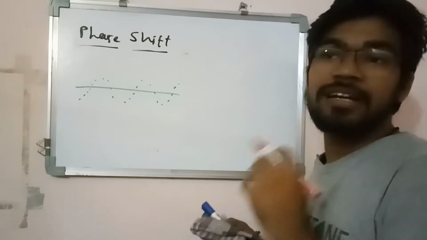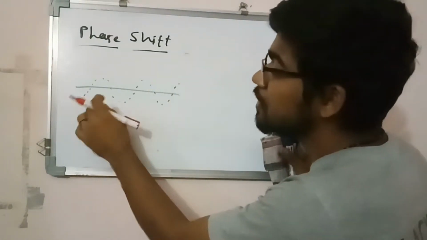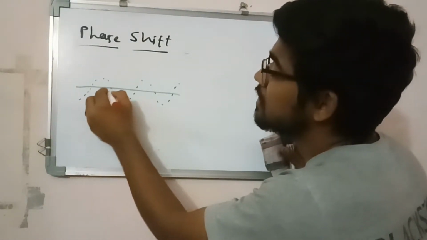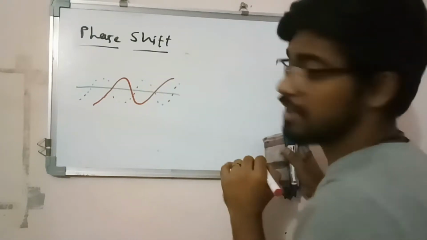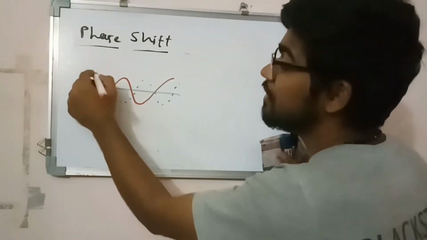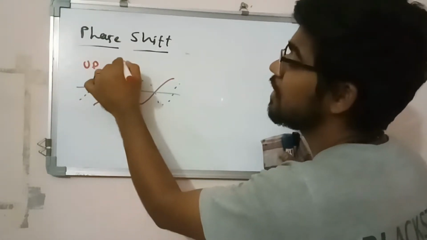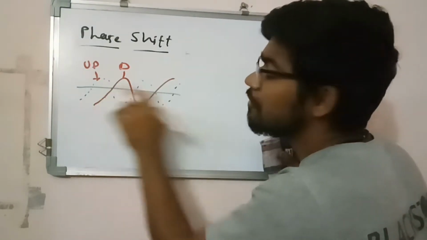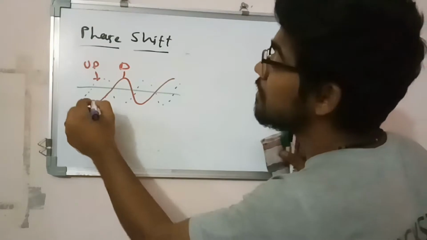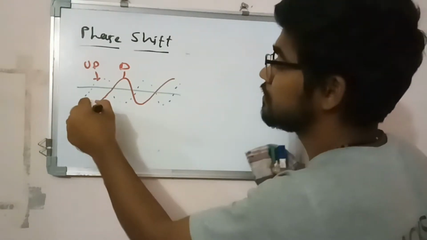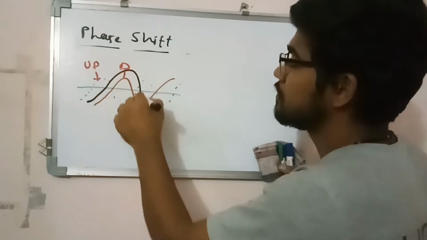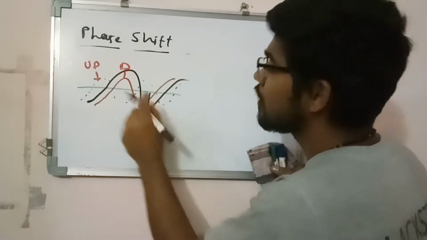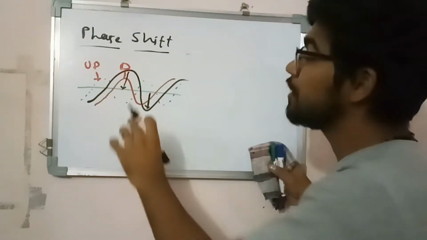Now what is the meaning of deviated light? There is some difference in the amplitude and the wave also. For example, this is the deviated light and this is the undeviated light. There is some difference in the amplitude and wavelength, so the resultant wave may look like this. The amplitude and the wavelength are different in the resultant wave.